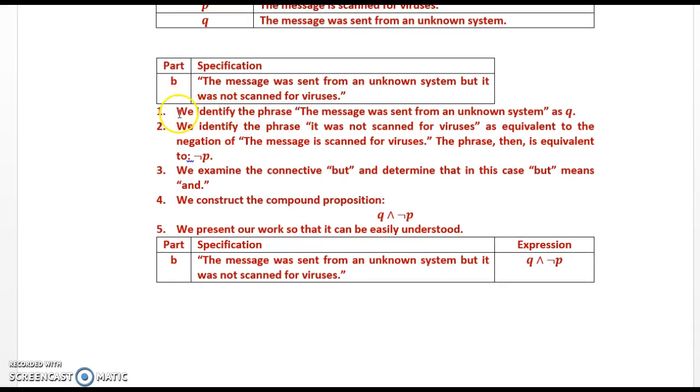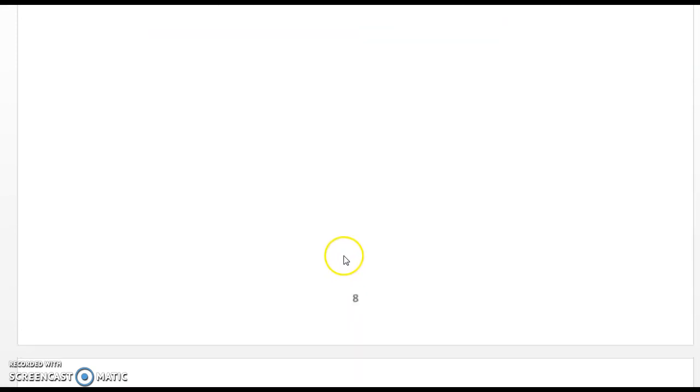We proceed stepwise. We identify the phrase the message was sent from an unknown system as Q. We identify the phrase it was not scanned for viruses as equivalent to the negation of the message was scanned for viruses. So the phrase then is equivalent to not P. We examine the connective but and determine that in this case but means and. We construct the compound proposition Q and not P. We present our work in a way that can be easily understood.